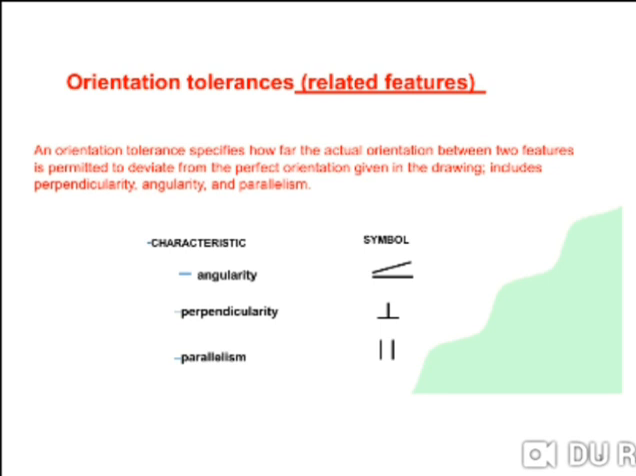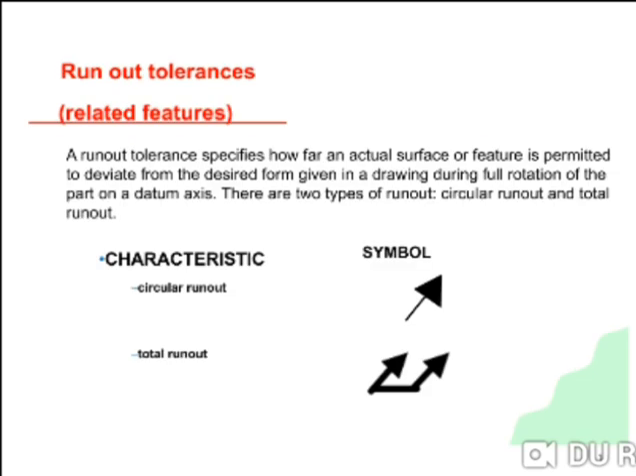Orientation tolerances, related features. An orientation tolerance specifies how far the actual orientation between two features is permitted to deviate from the perfect orientation given in the drawing. This includes perpendicularity, angularity, and parallelism.